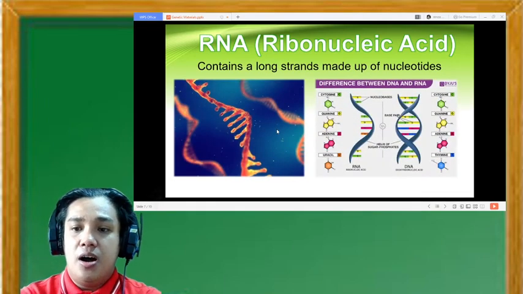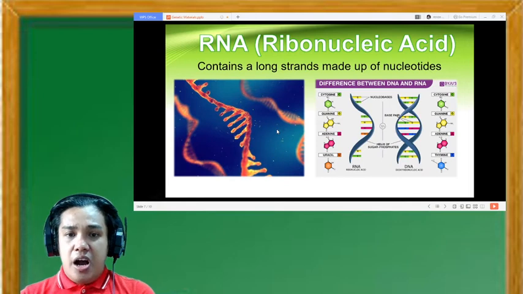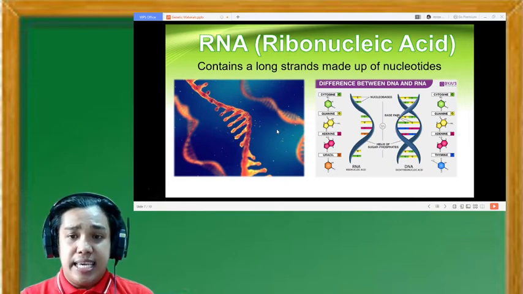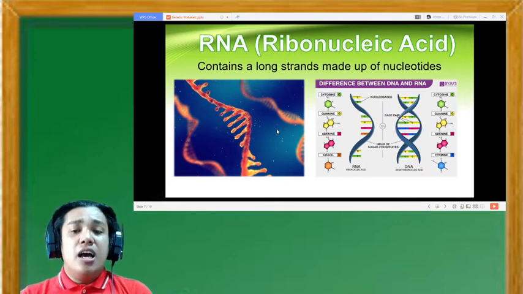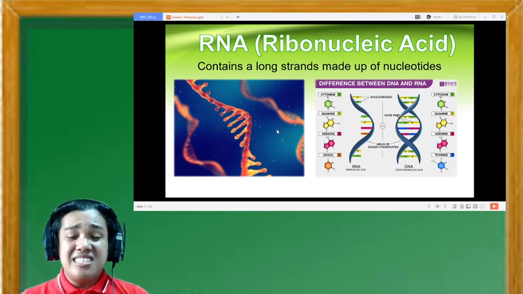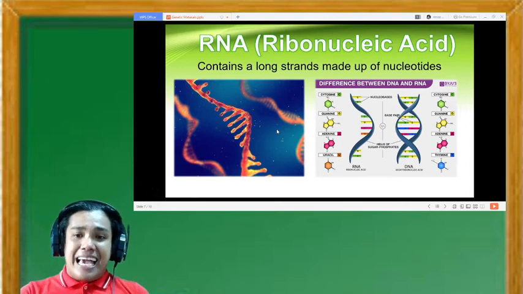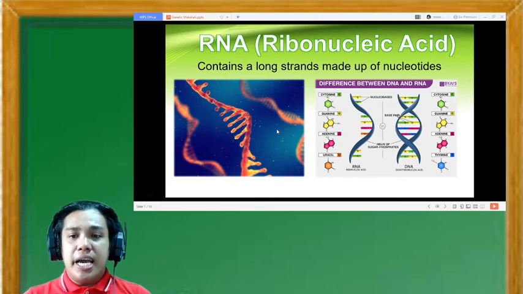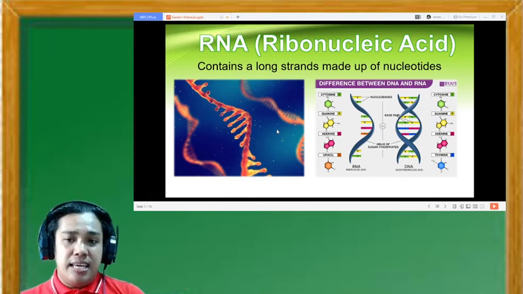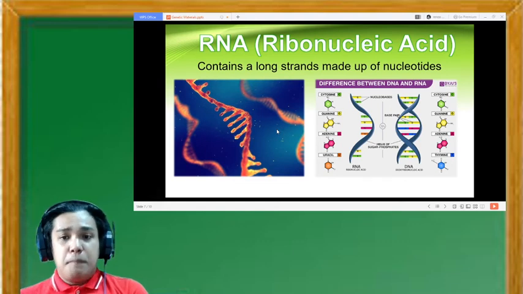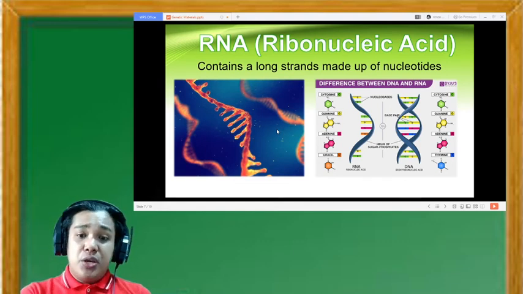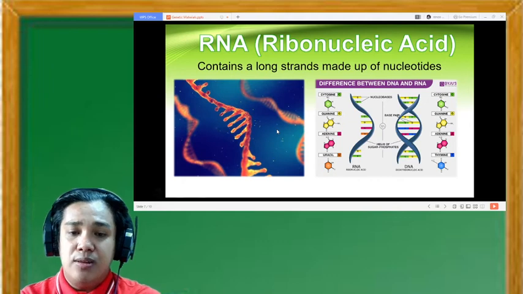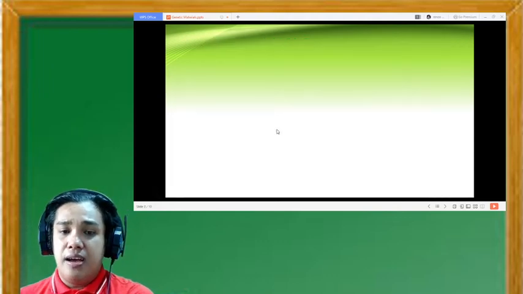Okay? So, the four bases are guanine, cytosine, adenine, and uracil. At this point, thymine is not present. It is replaced by the uracil. Okay, so let's see the comparison of the two.